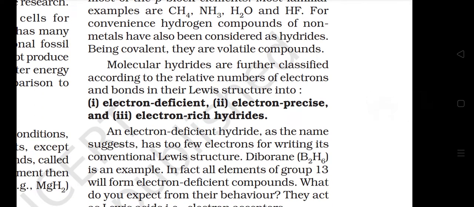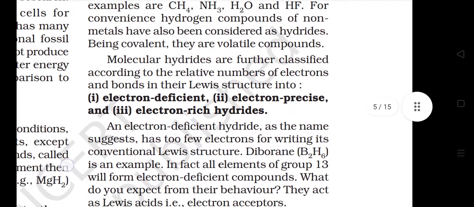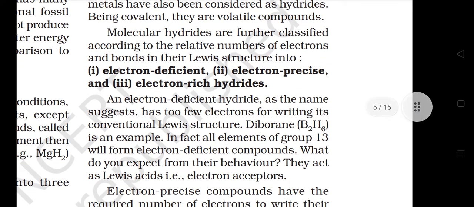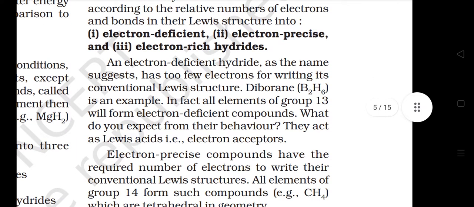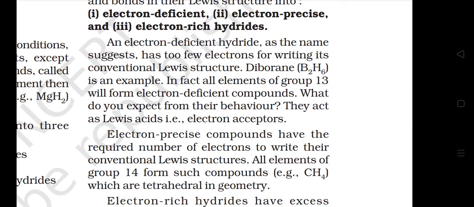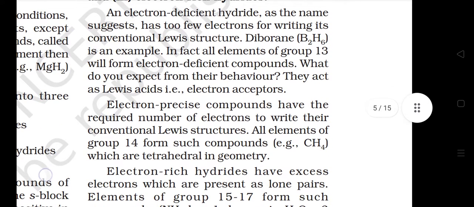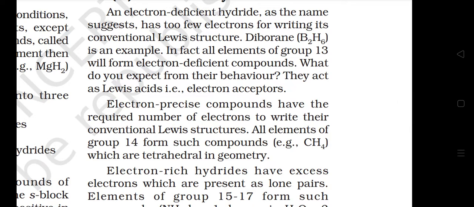Molecular hydrides are further classified according to the relative numbers of electrons and bonds in their Lewis structure into electron deficient, electron precise and electron rich hydrides. An electron deficient hydride, as the name suggests, has too few electrons for writing its conventional Lewis structure. Diborane is an example. In fact, all elements of group 13 will form electron deficient compounds. What do you expect from their behavior? They act as Lewis acids, electron acceptors.